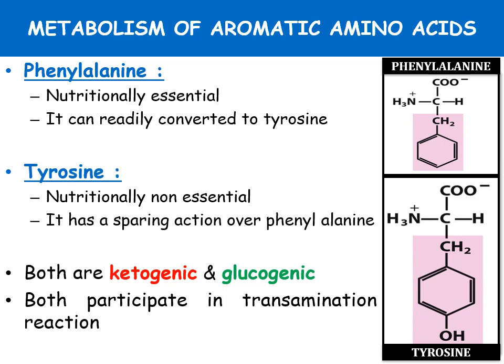So the first one, phenylalanine, it's a nutritionally essential amino acid and it can be readily converted to tyrosine. So we get tyrosine from phenylalanine, hence tyrosine becomes a non-essential amino acid and it has a sparing action over phenylalanine. That means if we are taking tyrosine in our diet, the requirement of phenylalanine is reduced. That is called sparing action. Both the amino acids are ketogenic and glucogenic and they participate in transamination reaction.